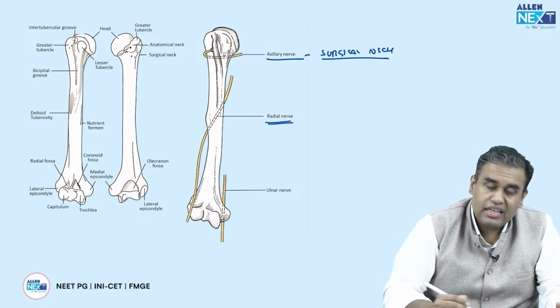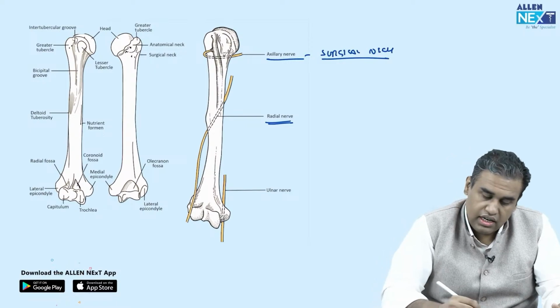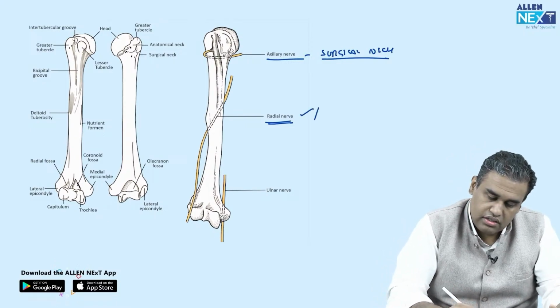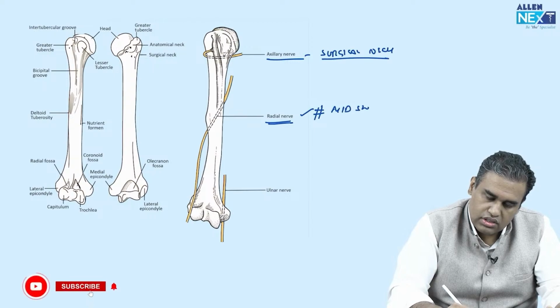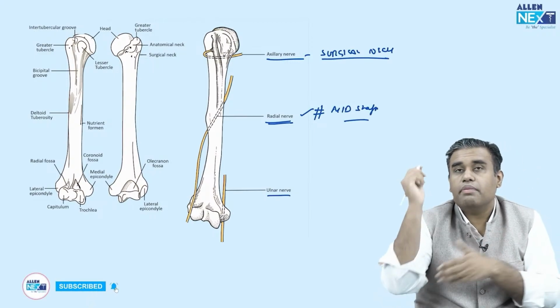If there is a fracture of the mid shaft of the humerus, radial nerve can be involved. याद रखिए, this is at the fracture mid shaft, ये involve वहाँ हो सकता है. Ulnar nerve goes behind the medial epicondyle.